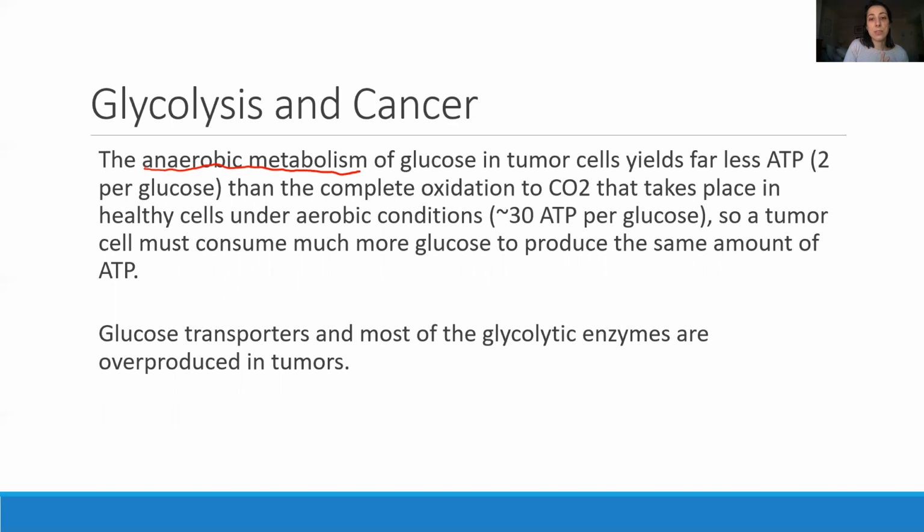It does yield less ATP than if we continue this down the citric acid cycle. Again, we're going to actually look at and calculate how much ATP you would get from that. But you only get 2 ATP for every glucose that you break down. Whereas if you completely break that pyruvate down in oxygenated or aerobic conditions, you actually get 30 ATP out of each glucose. So it gives you far less energy.